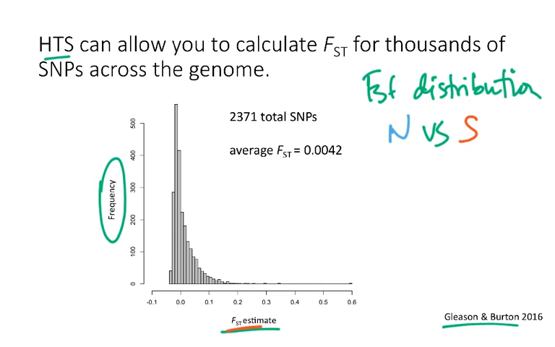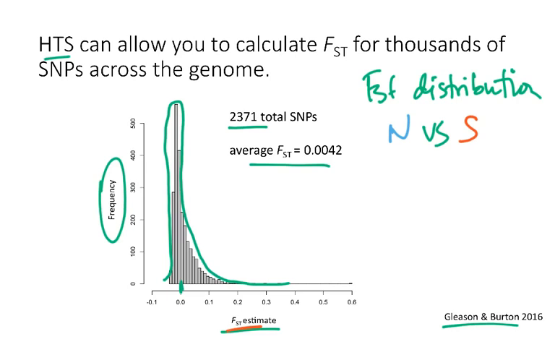So overall in this data that was calculated from SNPs that were identified from RADseq, there were roughly 2,300 total SNPs in the data set. This frequency histogram is showing for all 2,000 of those SNPs roughly what were the FST estimates for them. So what this histogram or FST distribution is showing us is that overall, most of the loci are very genetically similar to each other. Overall, the average FST for all 2,000 of these SNPs is only 0.0042. So it's really, really small.